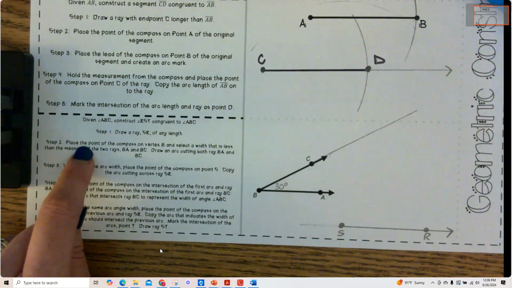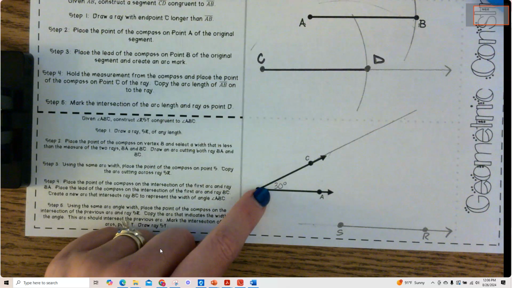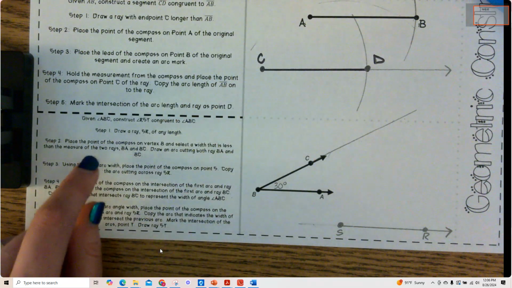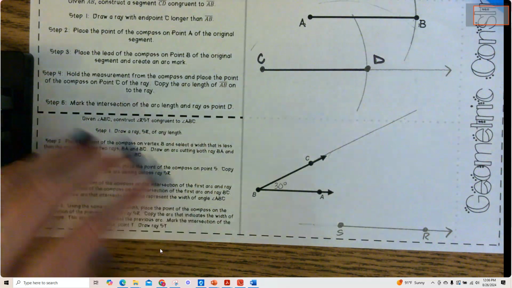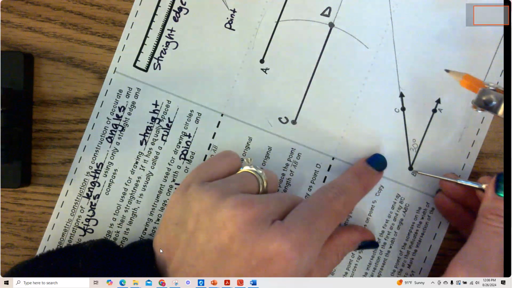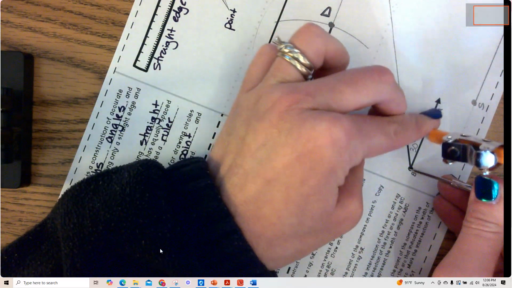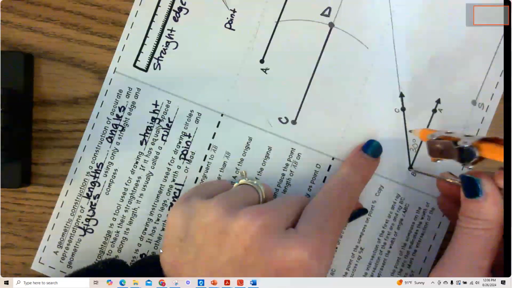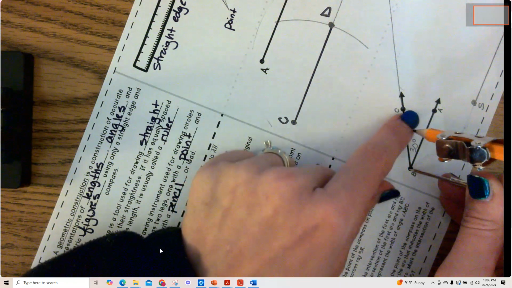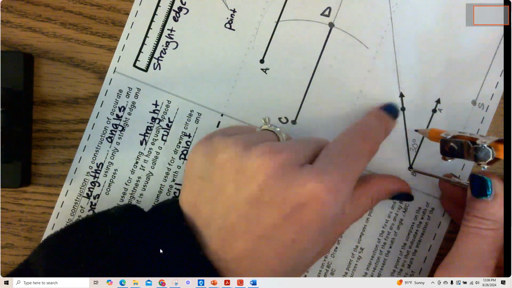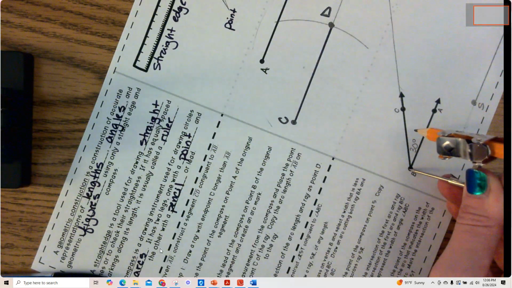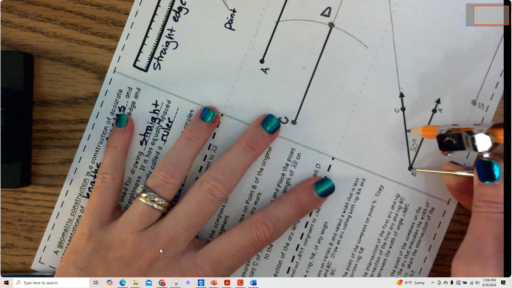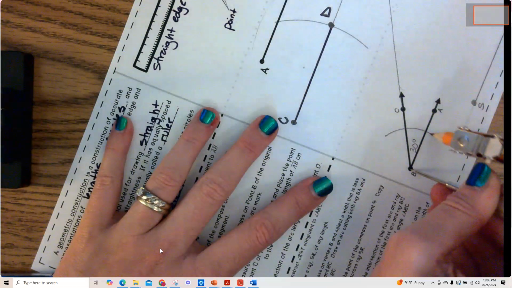Okay, step 2, place the point of the compass on vertex B and select a width that is less than the measure of the 2 rays. Here's what it's meaning. Take your compass. I'm going to put the point on B, and then I want my pencil to be shorter than this point A and this point C. Okay? And we're going to draw an arc across that angle.